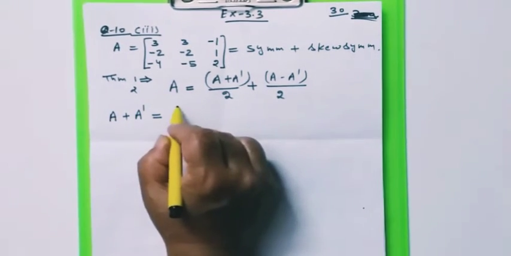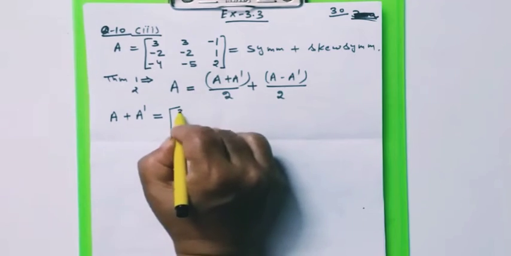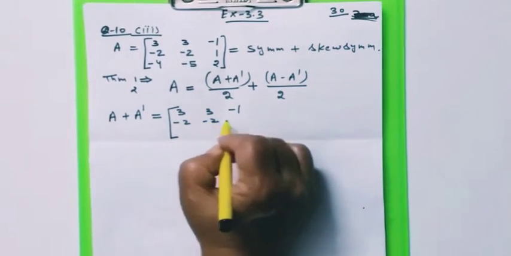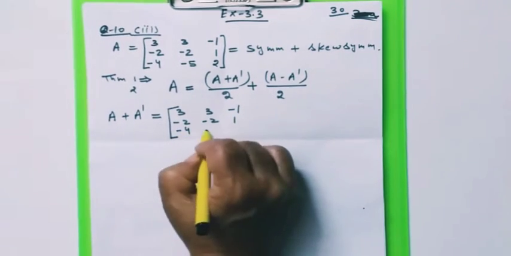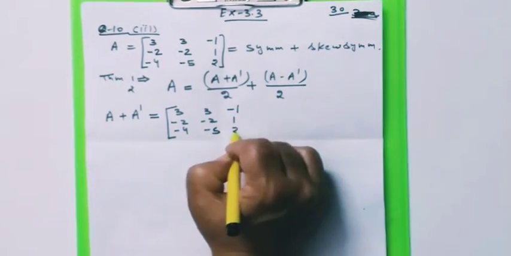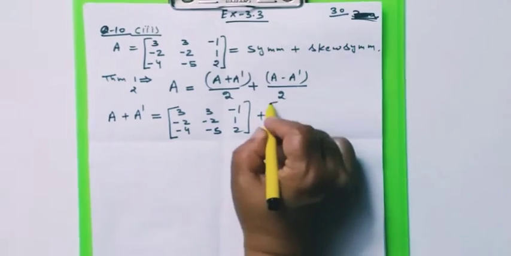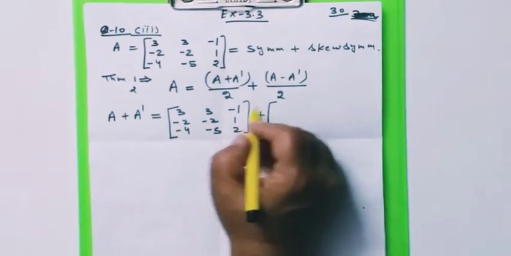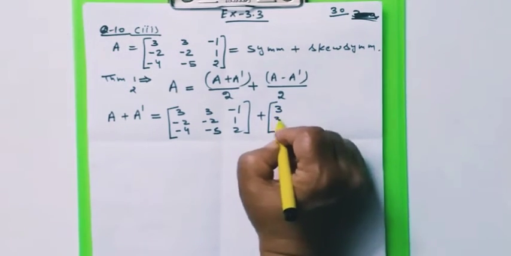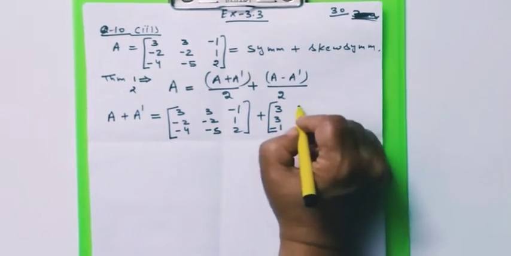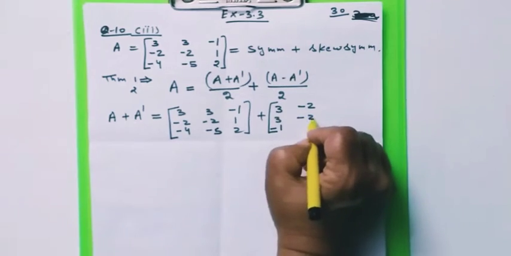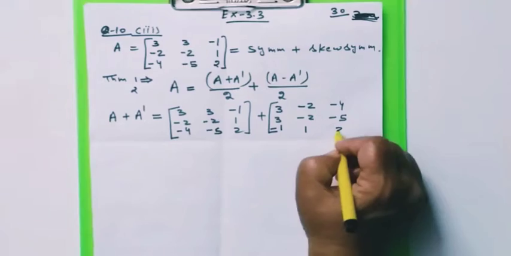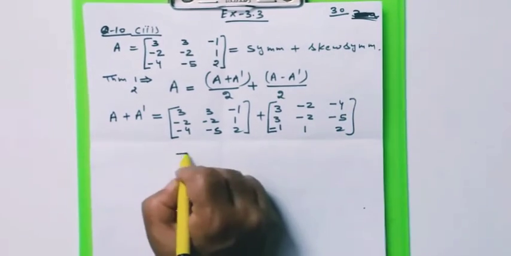So what is A? A is given to you: 3, 3, minus 1, minus 2, minus 2, 1, minus 4, minus 5 and 2. Now what is A transpose? Means it's the transpose of this matrix only. So I read a row and write it in a column, which comes out to be 3, 3, minus 1, minus 2, 1, minus 4, minus 5, 2. So now I add up these two matrices.